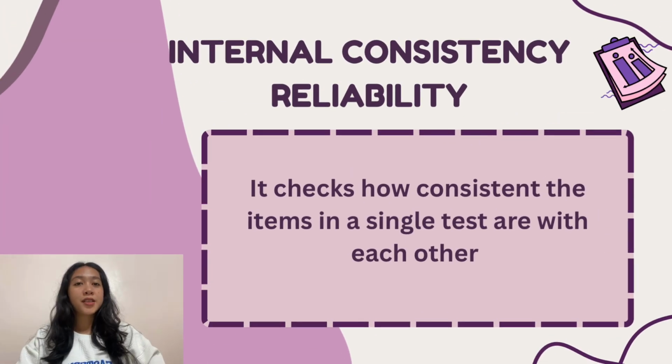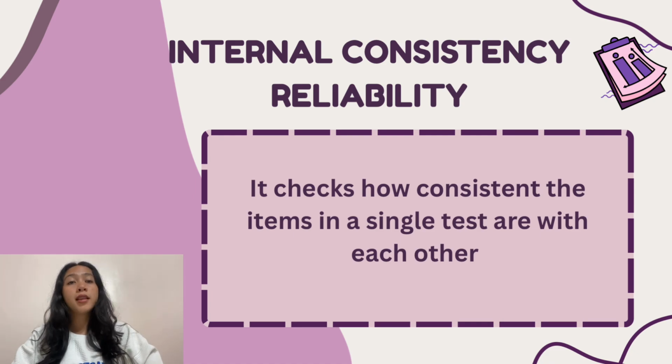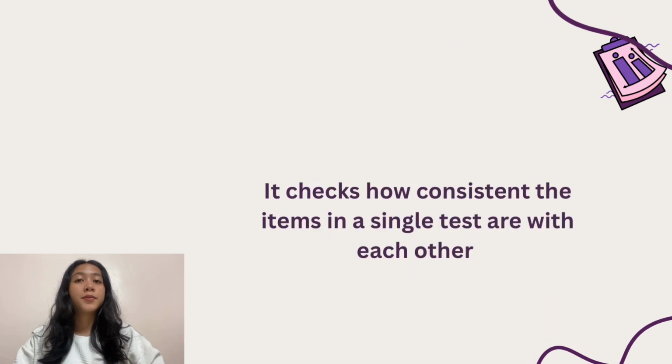The next type is the internal consistency reliability. It checks how consistent the items in a single test are with each other, meaning all questions in a test should measure the same concept or skills. For example, if you give a test to your students about basic algebra, then the items should all be about it and it should not include random questions about geometry or the like. For it would lose internal consistency because not all items would test the same topic.